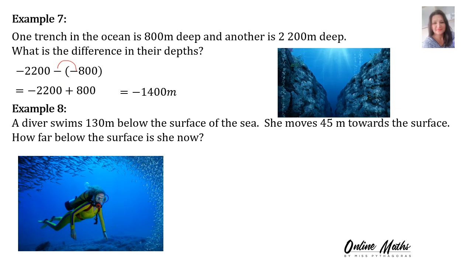Example 8. A diver swims 130 meters below the surface of the sea. She moves 45 meters towards the surface. How far below the surface is she now? So we find she's negative 130 meters below the sea, and then when she swims upwards, it's plus 45. Therefore, she's still negative 85 meters under the surface of the sea.